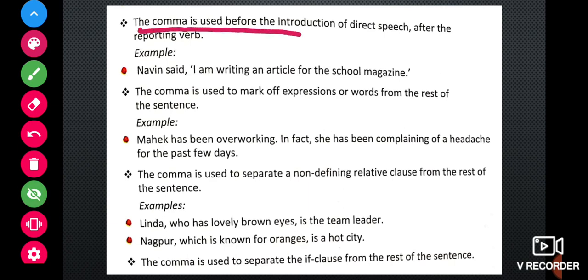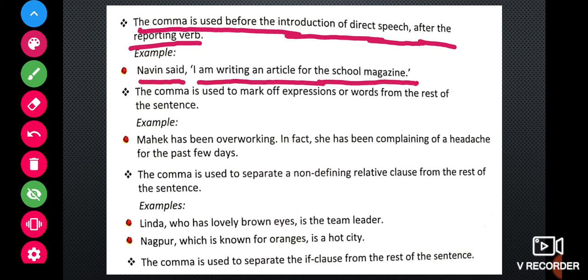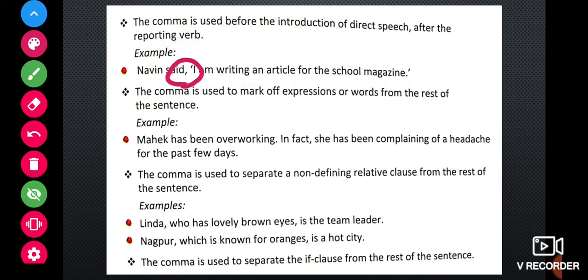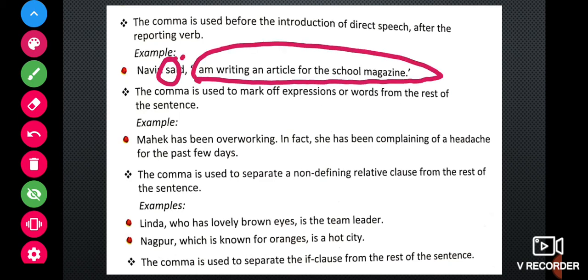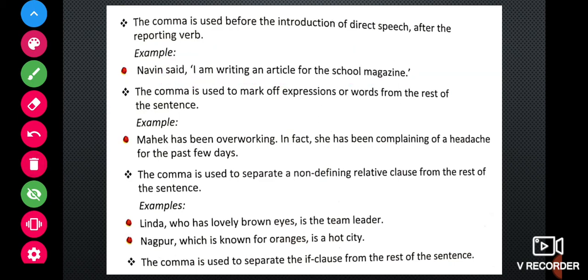The comma is used before the introduction of direct speech after the reporting verb. Now we know this as well. Let us look at the example. Naveen said, "I'm writing an article for the school magazine." So if you notice, there's a comma here at this place. So this comma is used before the introduction of the direct speech and after the reporting verb. So here "said" is the reporting verb and this is the direct speech. So the comma is used here in between.